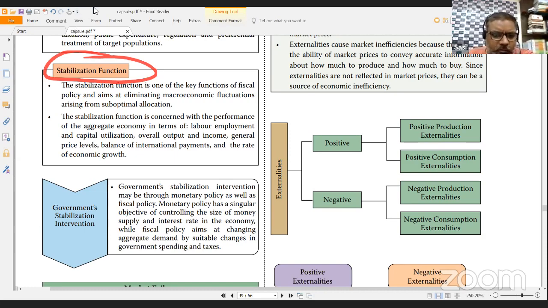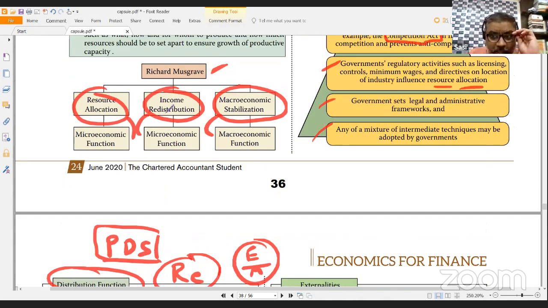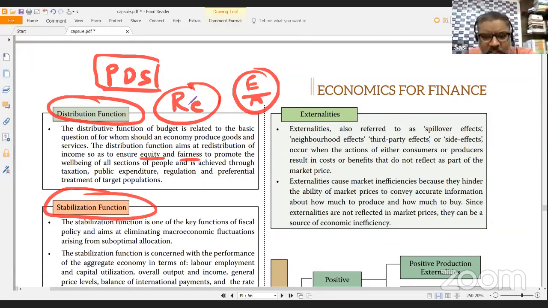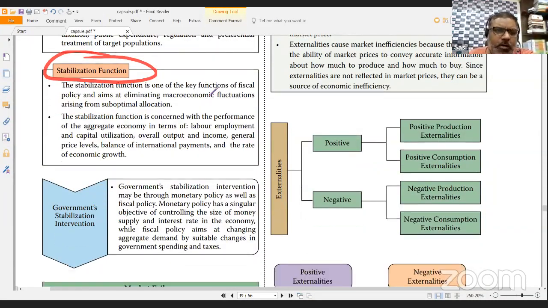But these roles are not of only the Indian government. We are not talking about only the Indian context. When we say EFF, economics for finance, it is an international subject, so these concepts will apply anywhere. These are generic concepts applicable in any country and any government. So allocation function and distribution or redistribution function are the two major functions of government. After that, the stabilization function is also another important function of the government.